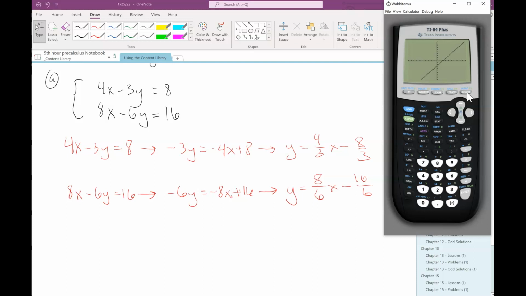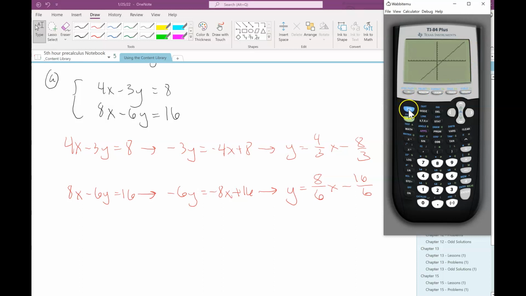So the easiest way to check that is to see if I pick a point on the first line, if it gives me the same point on the second line, right? So if I pick x equals 0, I get the y coordinate -8/3. And in the second equation, if I picked x equals 0, I get y equals -16/6. But -8/3 and -16/6 are the same thing. So this is really just two overlapping lines is what we're looking at.